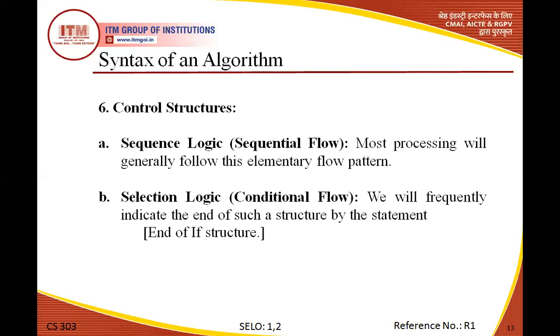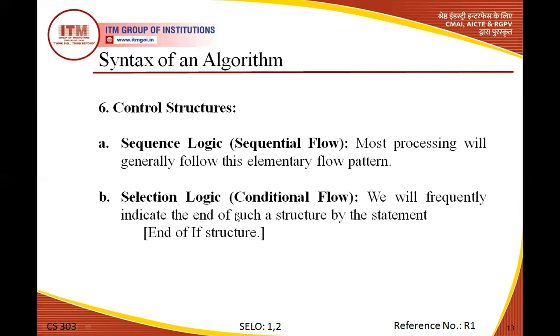The first control structure is sequence logic. Sequence logic is just like a number of lines you are writing one by one. So this is the sequence logic, or sequential flow. Suppose you want the addition of two numbers: a value 5, b value 6, c equal to a plus b, print c. This is the sequence flow, as I explained in my previous slide, the sum of two values.